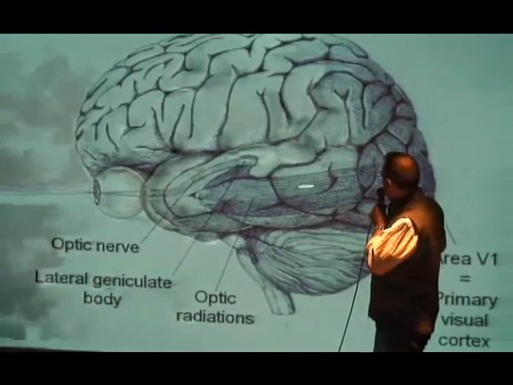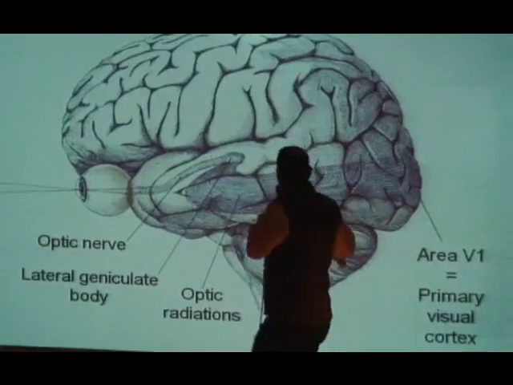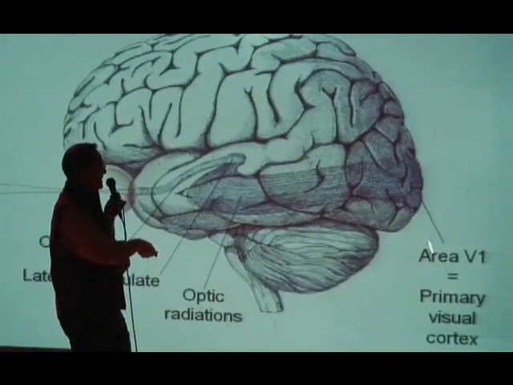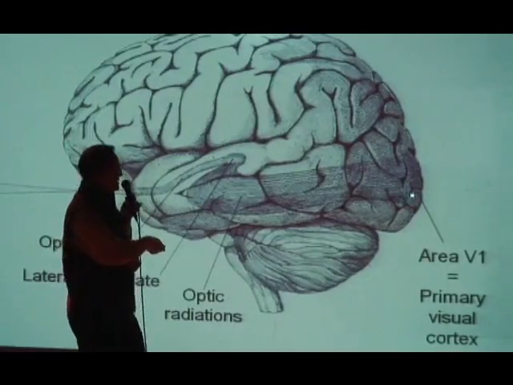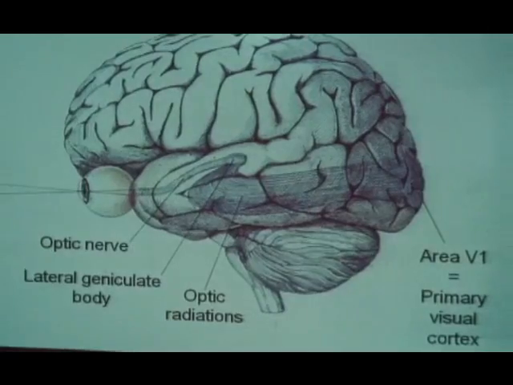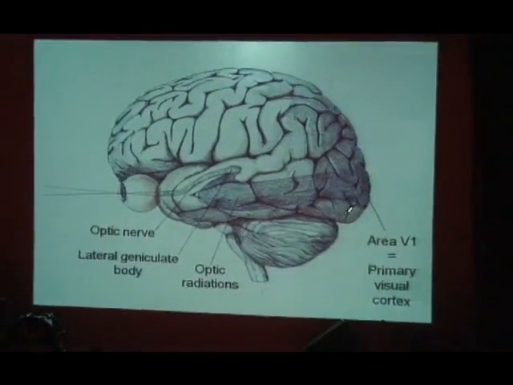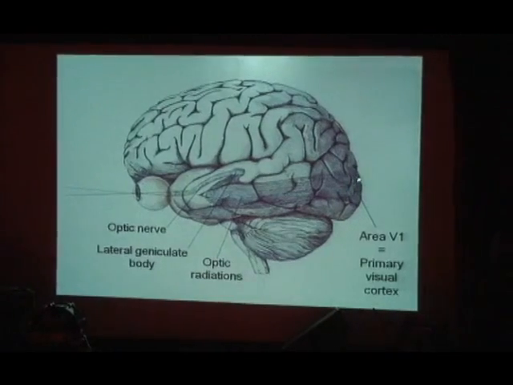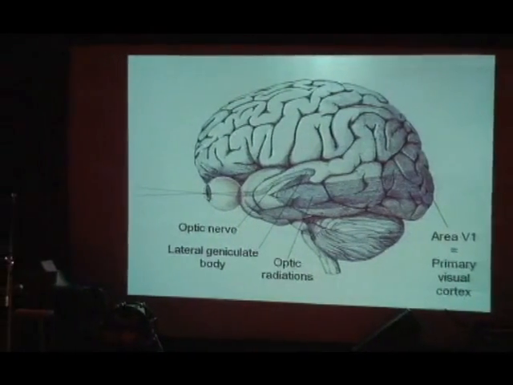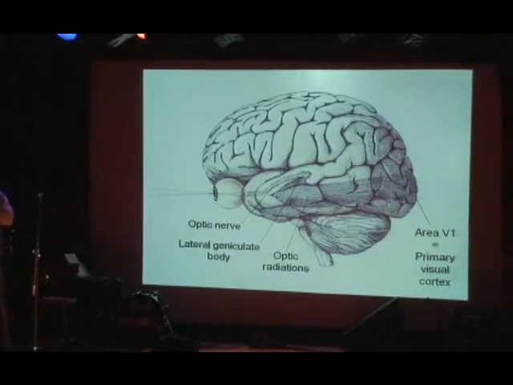And then you have these optic radiations heading off back to area V1, also called primary visual cortex. Area V1, or primary visual cortex, is the first site at which the input from both eyes is combined. That's the first binocular area, and it's the first place where you see really, really good motion detectors. And we're going to be taking advantage of your V1 cells, your primary visual cortex cells, this evening.